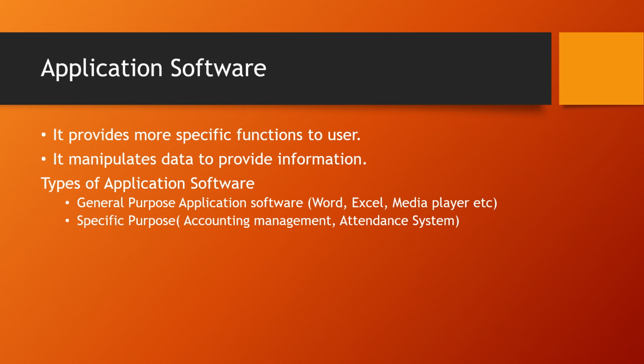Next is application software. It provides more specific functions to the user. It manipulates data to provide information. And the types of application software are general purpose application software like MS Word, Excel, Media Player, and specific purpose application software like accounting management software or attendance management software.